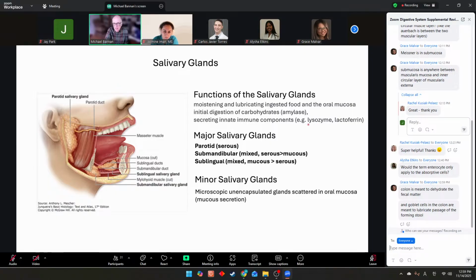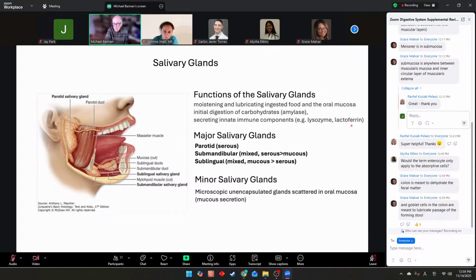Lysozyme, you can see, is an ongoing theme in the GI tract because it's antimicrobial and it's produced at multiple levels of the GI tract. Lactoferrin is interesting because it binds iron. Iron is required by lots of microbial organisms, and so by depriving them of iron, we make it more difficult for them to survive in the oral cavity and the GI tract.